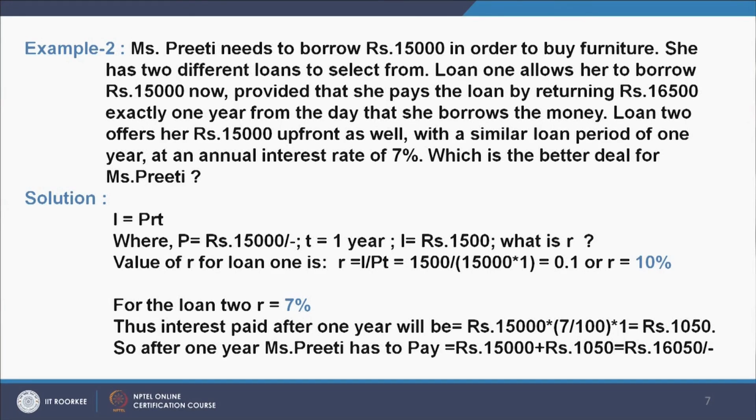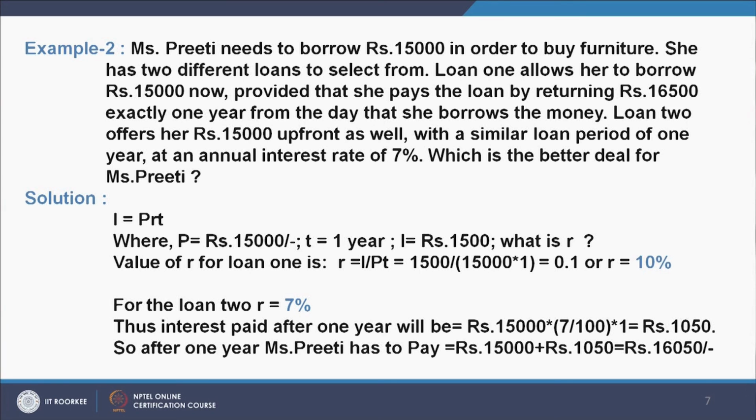Now, we use the equation I = PRT, where P = 15,000, T = 1, and the interest I = 1500. What is the value of R? If we calculate R using this equation, R = I/(PT) = 1500 divided by 15,000 into 1, which comes out to be 0.1 or 10%. So, for the first loan the interest rate is 10%.